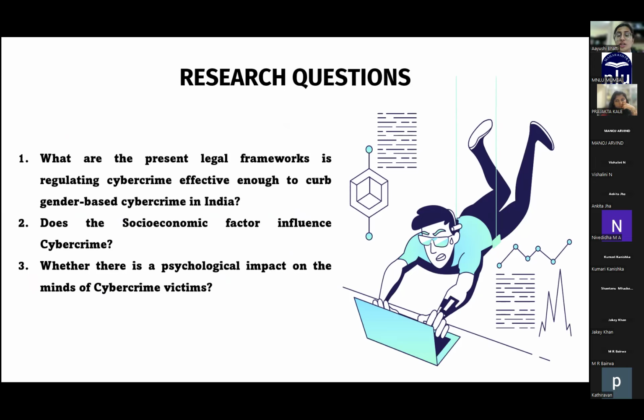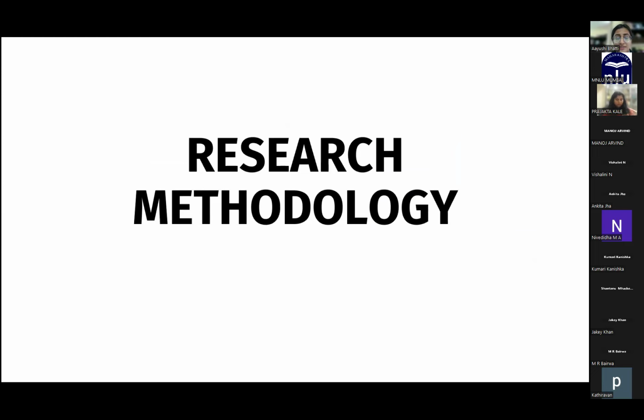And what are the socio-economic factors that influence cybercrime? And what is the psychological impact on the minds of cybercrime victims, and how does it linger on them for a longer period of time? The research methodology used here by the researcher involves primary and secondary sources, that is articles, journals, and periodicals. Empirical data has been collected from different sources using stratified random sampling.